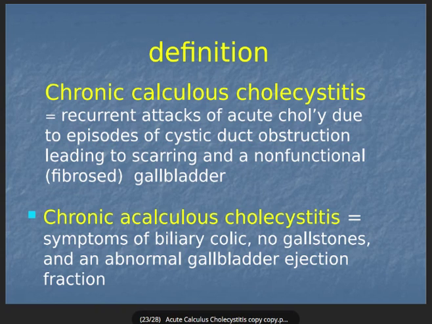So how we do the test, it's called ultrasound ejection fraction, gallbladder ejection fraction, or gallbladder kinetics.